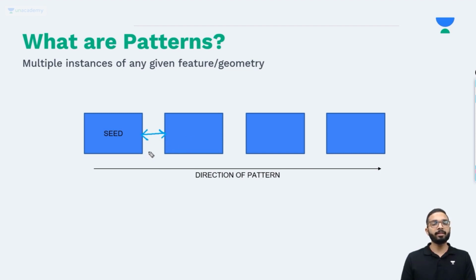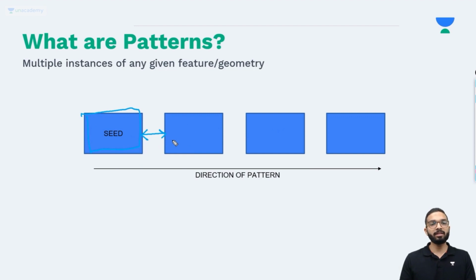There are some reasons as to why we use patterns while modeling. The first reason is obviously the reuse of geometry. If I want to create 4 rectangles, why do I have to create it again and again over? I will just create this first one simply and then pattern it.